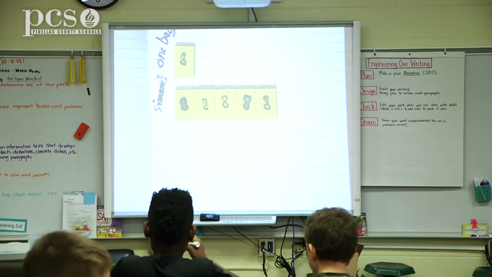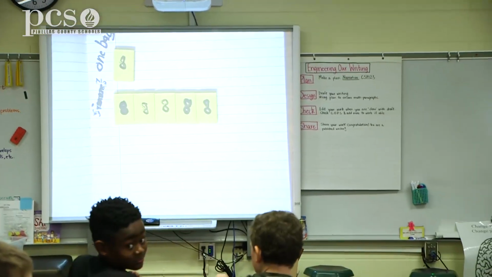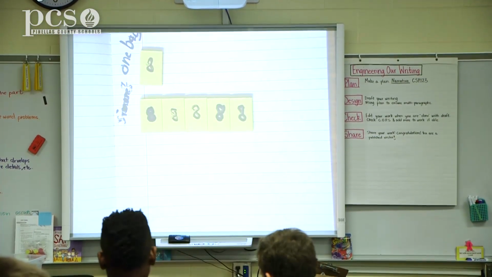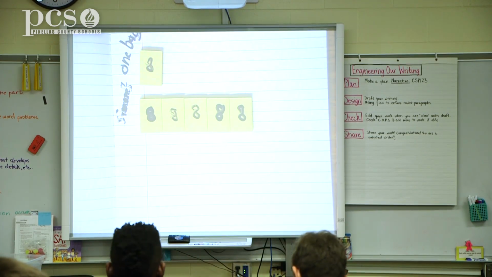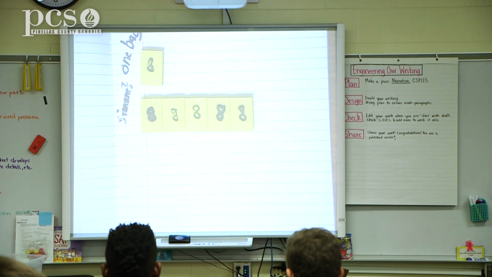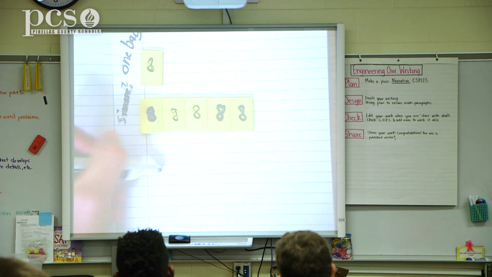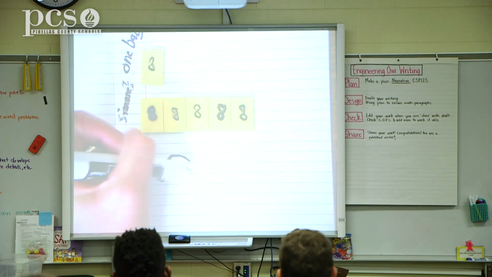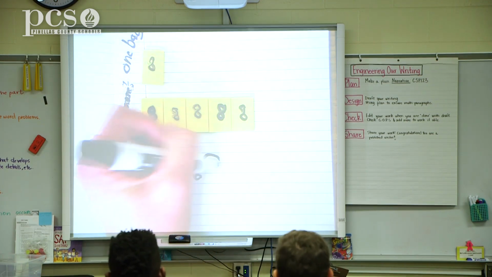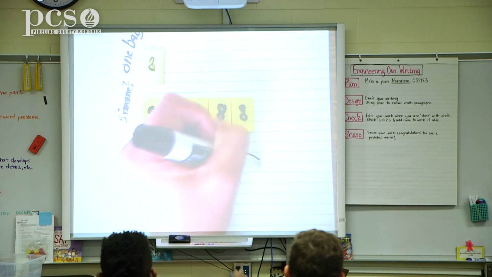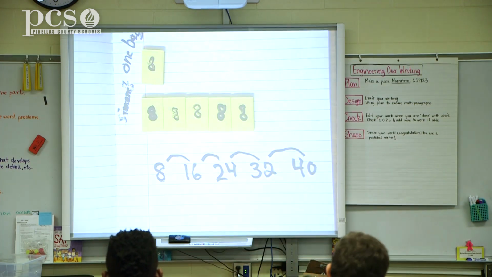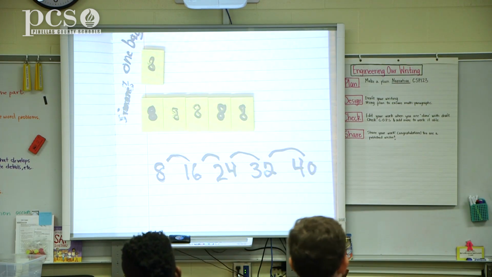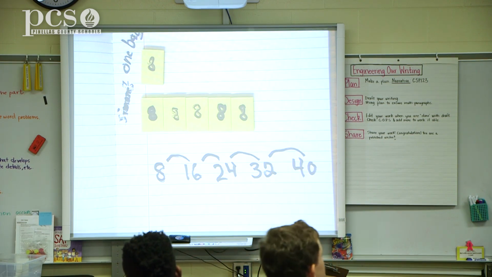I want to share something that Janari did. Janari took this model and she said, I want to figure out how many Simone actually needs. Look at this. Look at the screen. Markers down. Janari said, well, I know there's 8. And then 8 more. And then 8 more. And we've got 8, 5 times. Does that help us find how many oranges Simone needs? Yes.